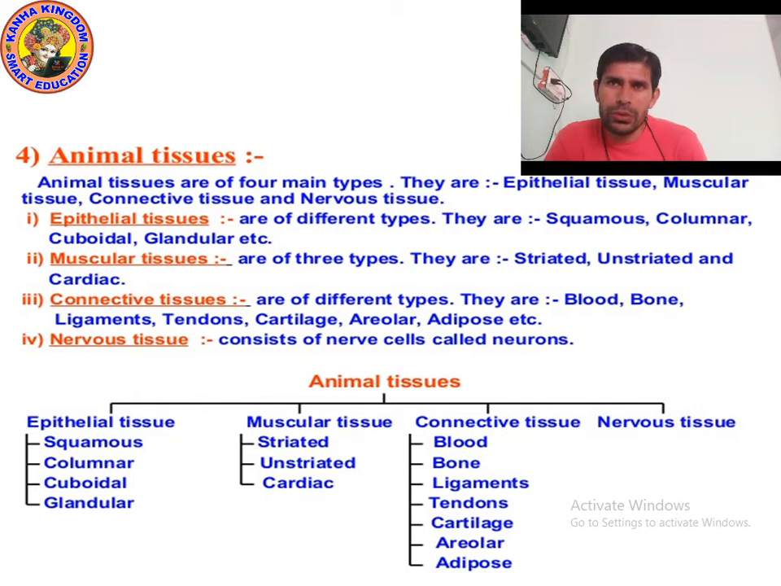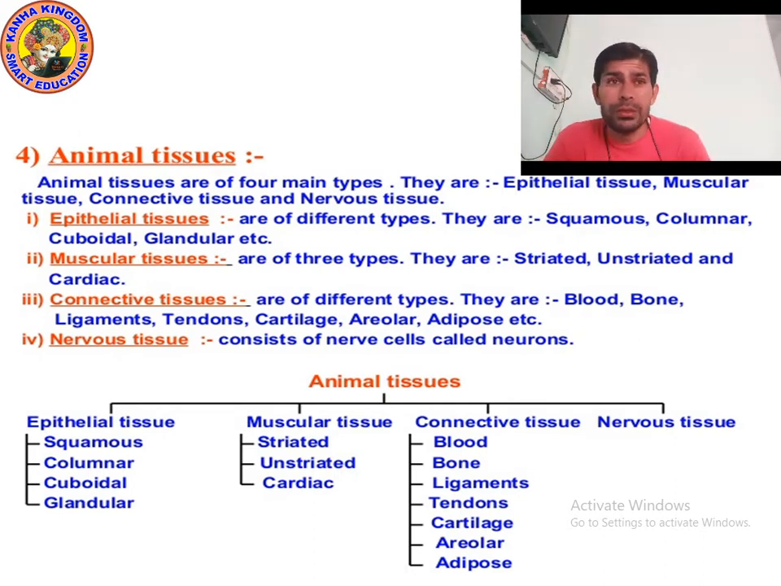And the last tissue is nervous tissue. Nervous tissue is made of neurons. What is the spelling of neuron? Neurons. Nervous tissue is made of neurons.